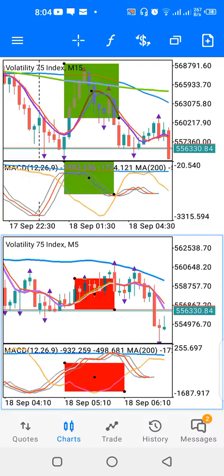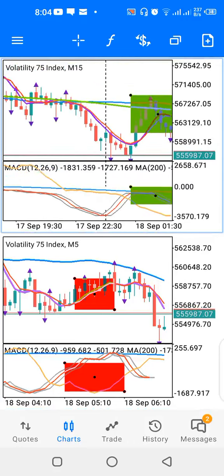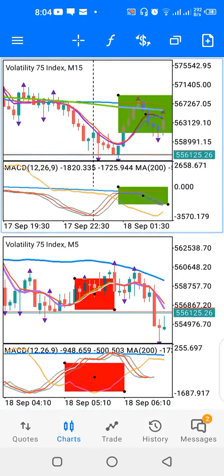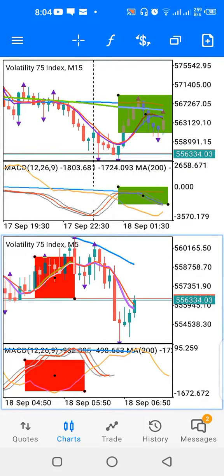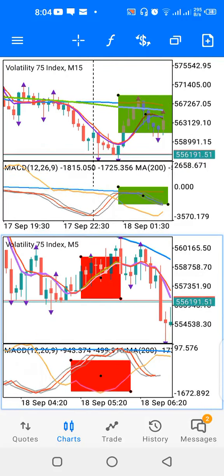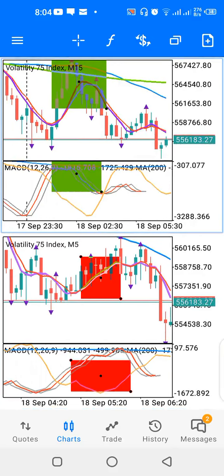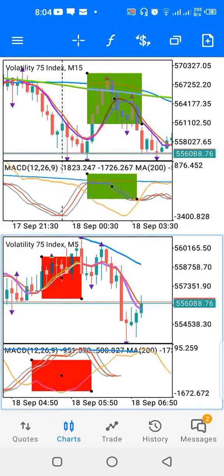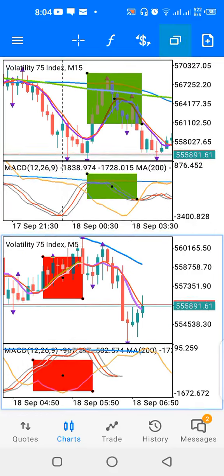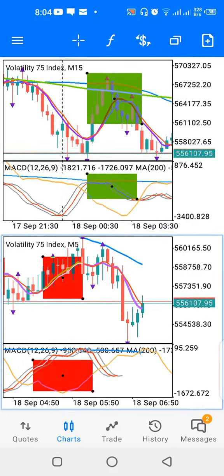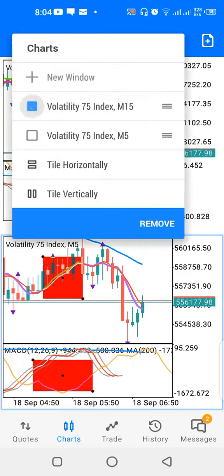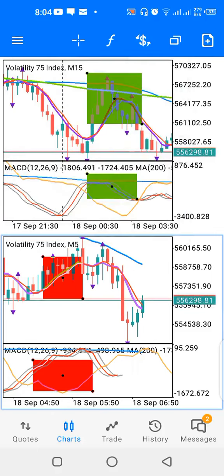What is different is that the upper window is 15 minutes time frame, while the lower window is 5 minutes time frame. How do you divide your MT5 screen into two, for upper window 15 minutes and lower window 5 minutes? Just come to this particular icon here, Window, and press on it. You can divide it into two windows or reduce it to one window. You can tile it horizontally, or you can tile it vertically. So that's the way you can do it.